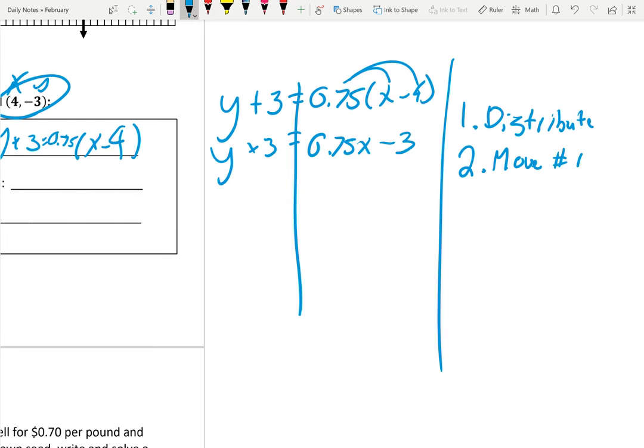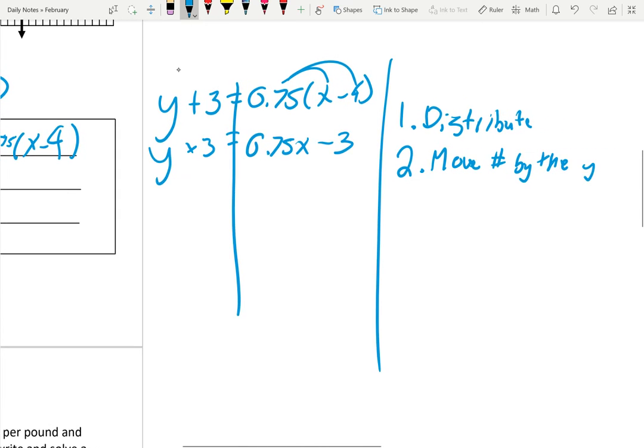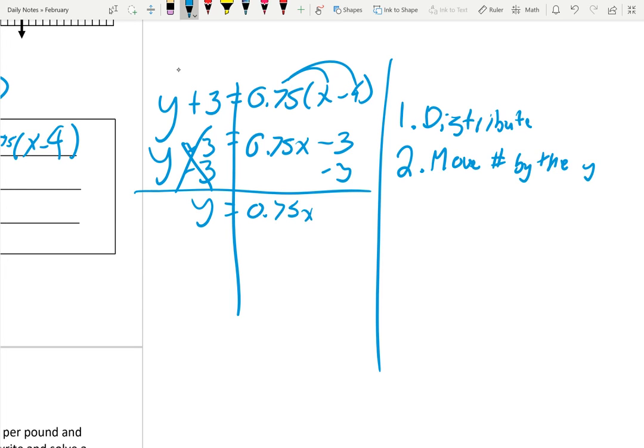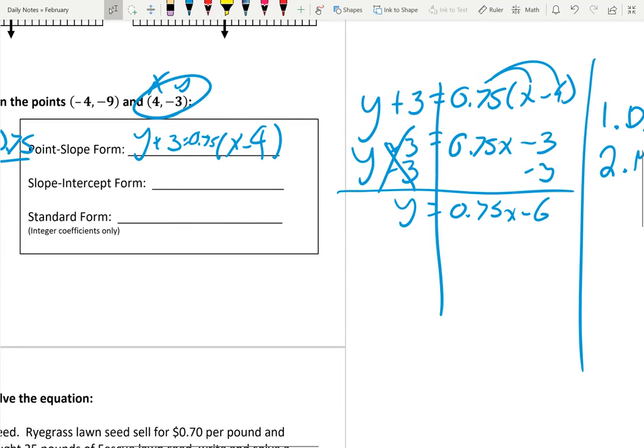move the number by the y. So when you have a point-slope equation, you're always going to have a number here next to y. And this is the time when you need to move that number to the other side of the equal sign. So we'll subtract 3 to cancel that out. And that leaves you y equals 0.75x minus 6. And now there you go. There's your slope-intercept equation. y equals 0.75x minus 6.